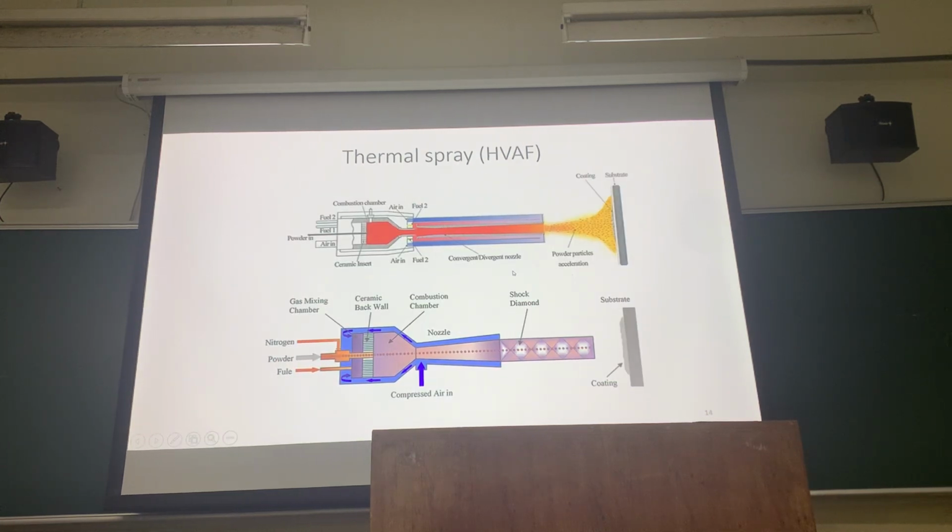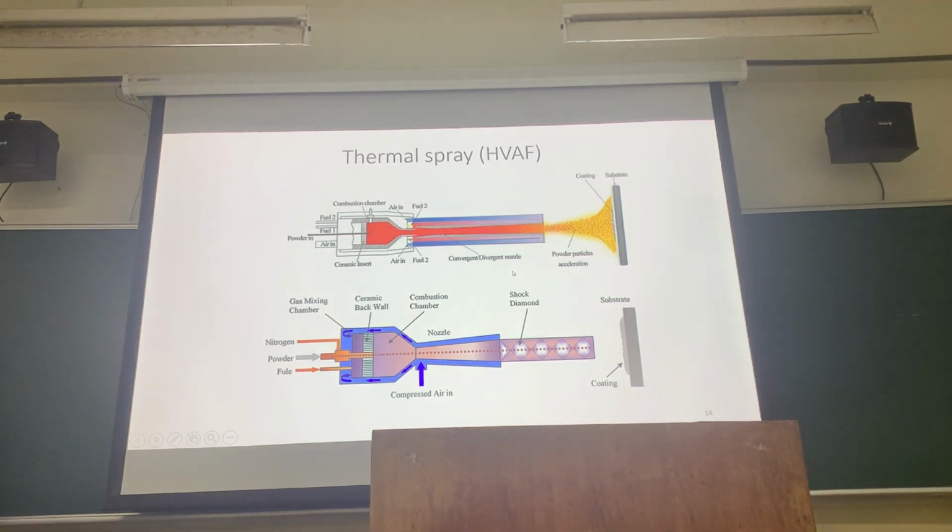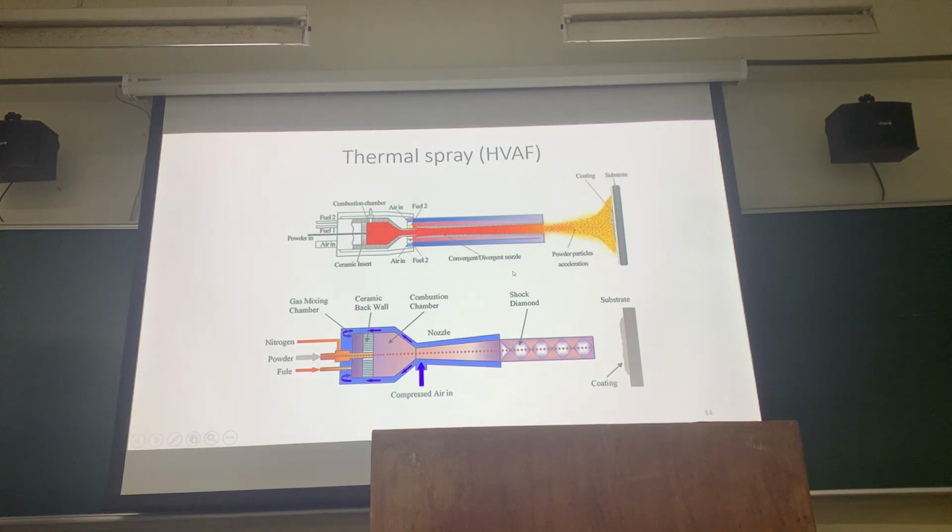So thermal spray is the HVOF. Now the only difference is we're using air, right? So apart from using oxygen, now we're using air. You might ask why we're using air, it's just cheaper, right? If you use oxygen, it's a lot more expensive.